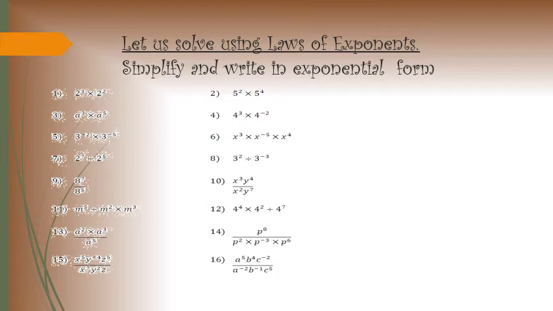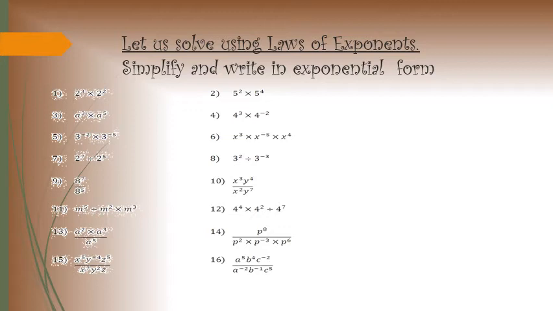Question number 14. p raised to 8 by p raised to 2 into p raised to minus 3 into p raised to 6. So let us do it. In the numerator, we have p raised to 8. And in the denominator, first we will combine all with the base p together. That is p raised to 2 plus minus 3 plus 6 comes. So simplifying the denominator, it will be 2 plus minus 3 plus 6. So in the denominator, we will be getting p raised to 5. Now the given expression is changed as p raised to 8 by p raised to 5. That's equal to p raised to 8 minus 5, which is equal to p raised to 3.